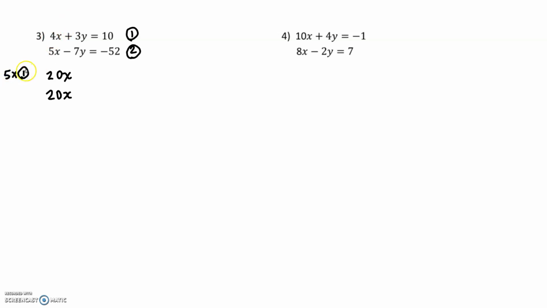So every term in the first equation we multiply by 5. So 5 times 4 is the 20x. 5 times 3 is 15y. 5 times 10 is 50.